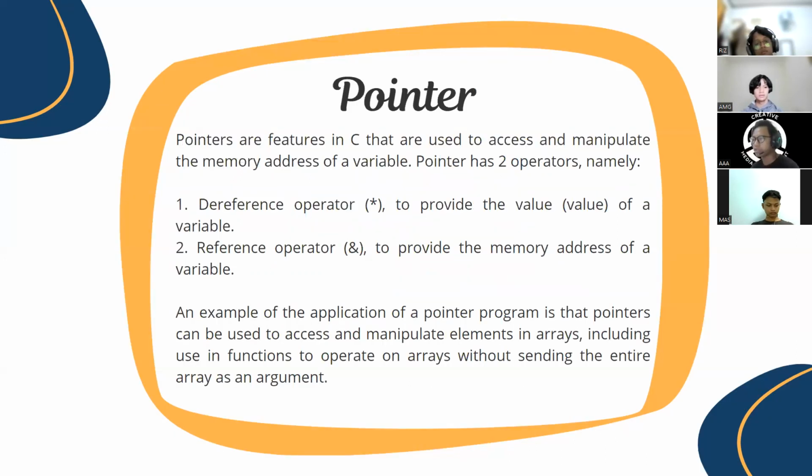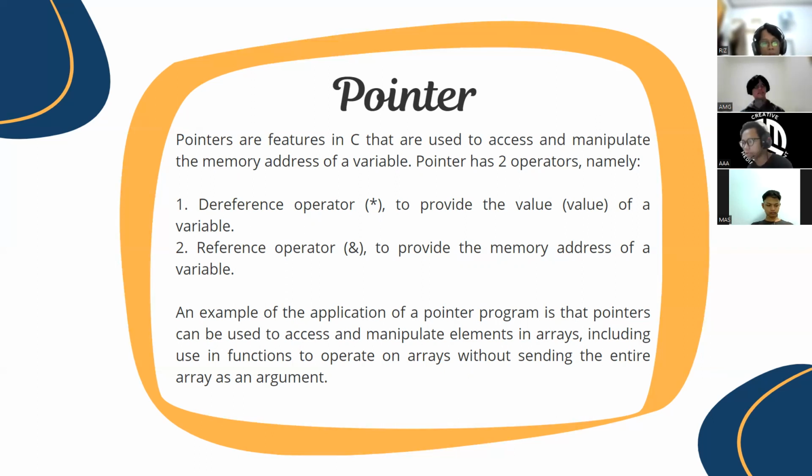Next, I will explain about pointers. Pointers are features in the C language that are used to access and manipulate the memory address of a variable. Pointers have two operators, namely the dereference operator, which uses an asterisk to provide the value of a variable, and the reference operator, or ampersand, to provide the memory address of a variable.